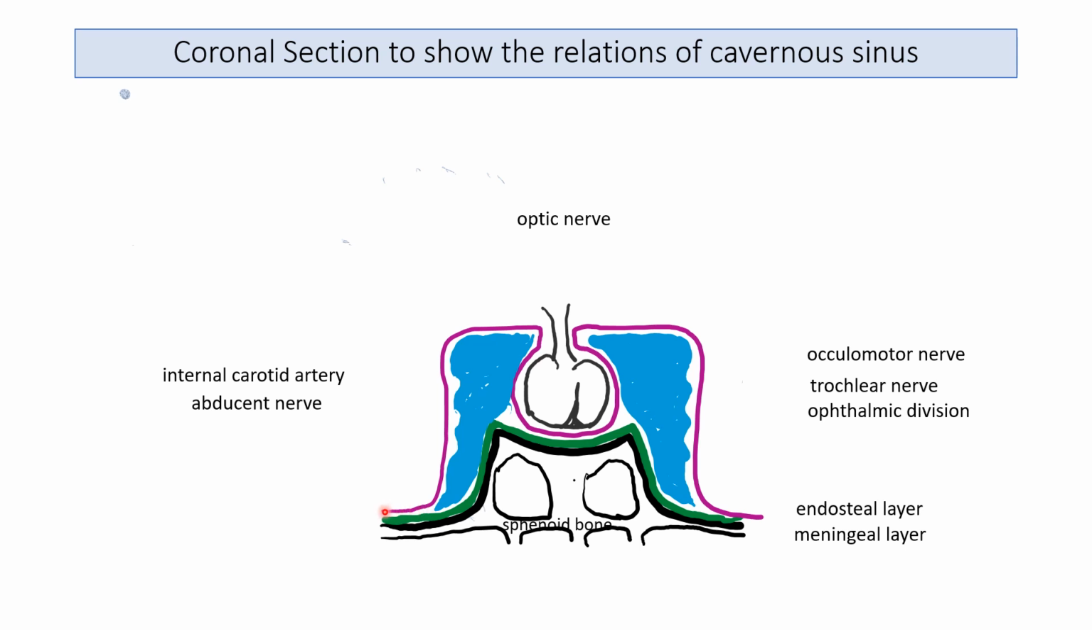united with the endosteal layer in most places, but at places it diverges just to enclose the dural venous sinus. So here the meningeal layer of the dura diverges from the endosteal layer. So this is the endosteal layer and this one is the meningeal layer. Remember? Okay. So the green one is the endosteal layer and the purple is the meningeal layer.